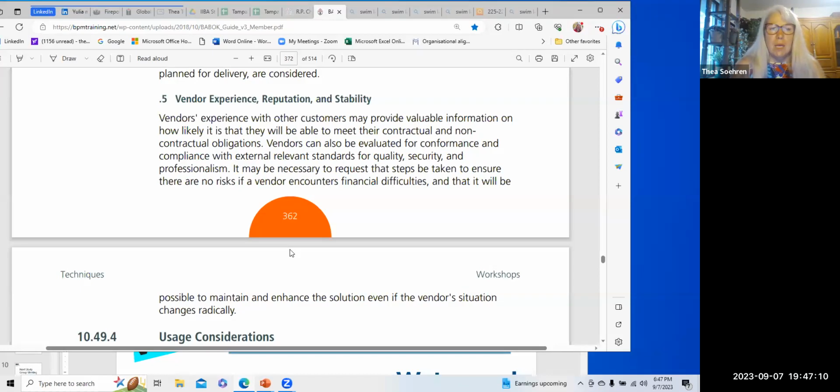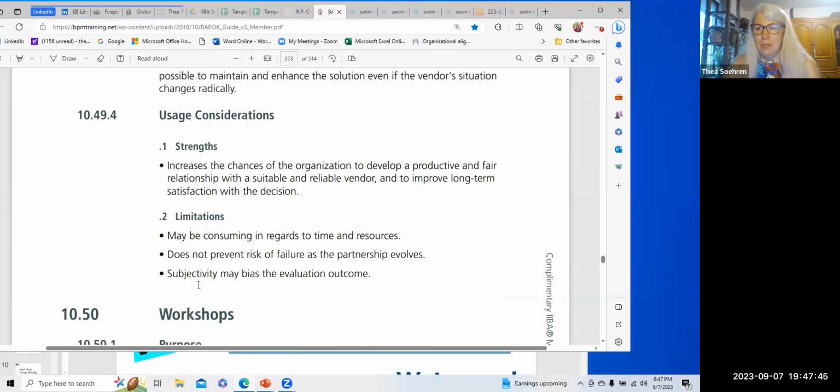Things like that. It may be necessary to request that steps be taken to ensure that there are no risks if a vendor encounters financial difficulties, and that it will be possible to maintain and enhance the solution even if the vendor's situation changes radically. You know how many companies close their doors. Without warning, they close their doors. If you have them providing a service for you and they close their doors, can you continue to function? So it's something you have to really be aware of. It sounds pretty scary, but it's scary if you don't check off these things ahead of time.